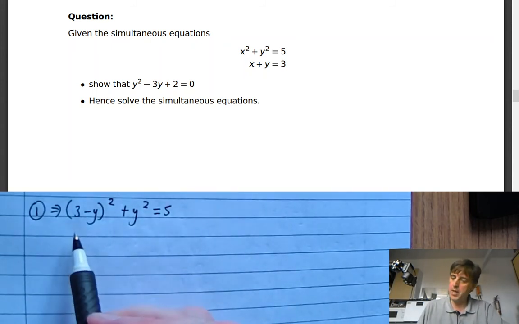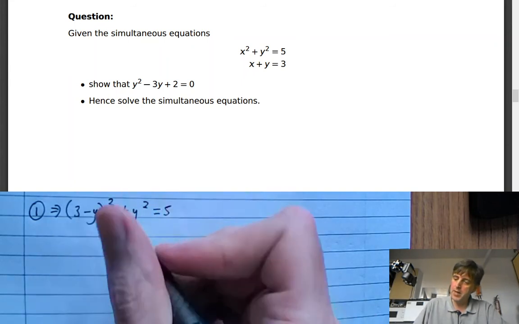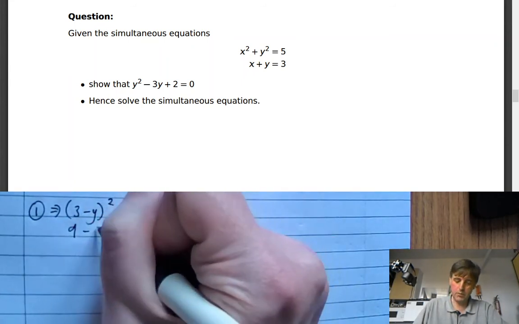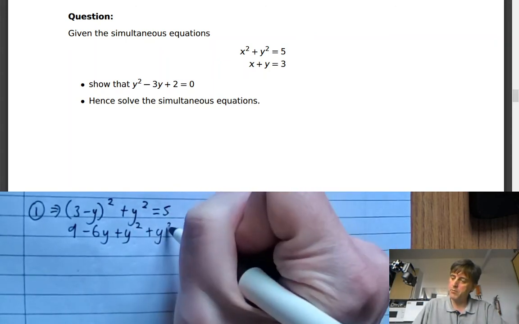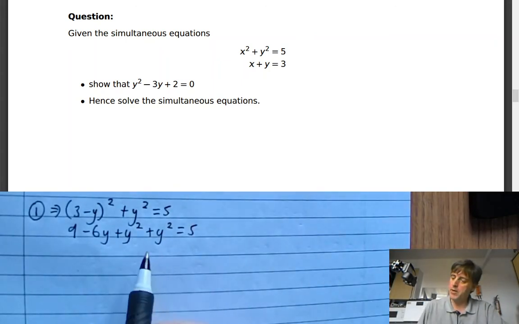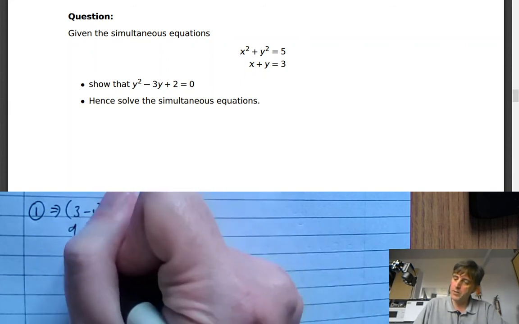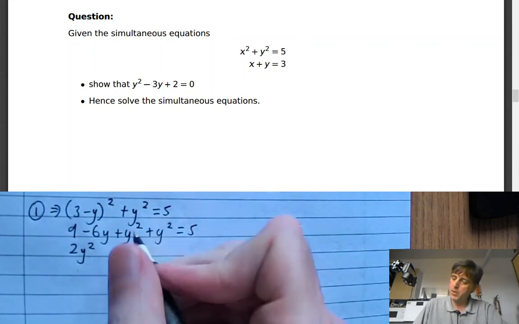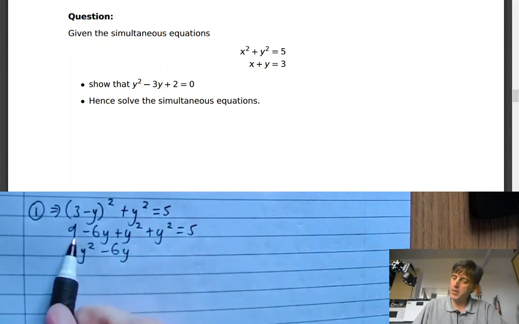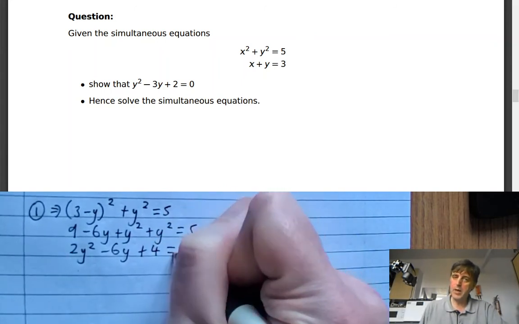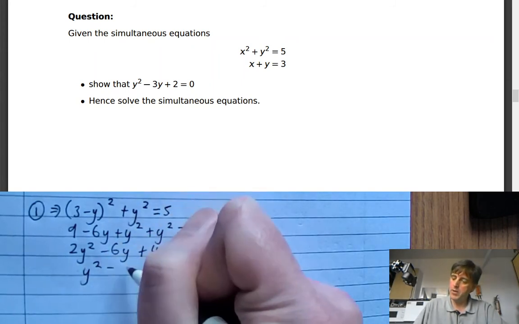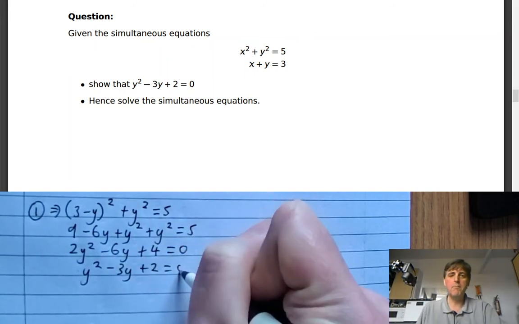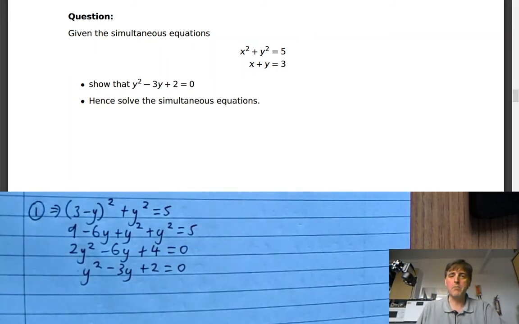Let me just quickly go through the steps here. So 3 minus y all squared becomes 9 minus 6y plus y squared. Got another plus y squared here equals 5. Now we'll just collect the terms together. Y squared plus y squared becomes 2y squared minus 6y. Subtract 5 from both sides, so we end up with a plus 4 equals 0 here. And if you just divide both sides of this equation now by 2, we end up with what we need right there. Okay, so far so good.